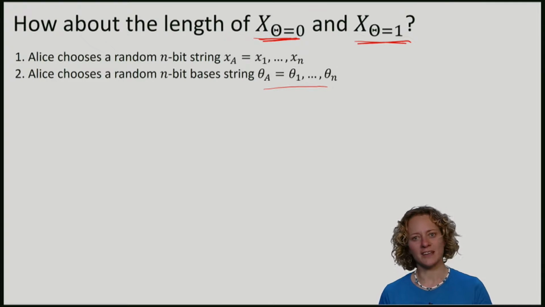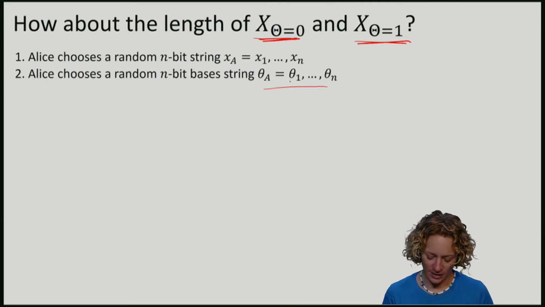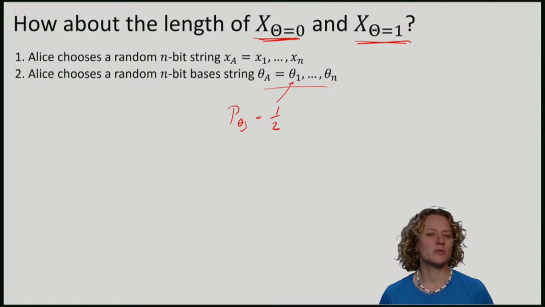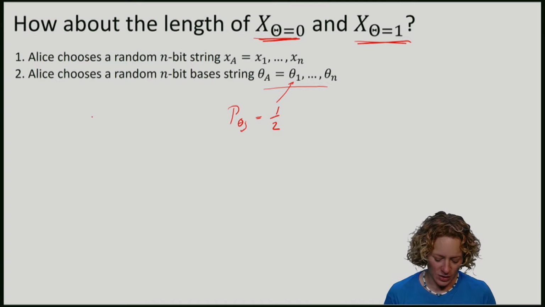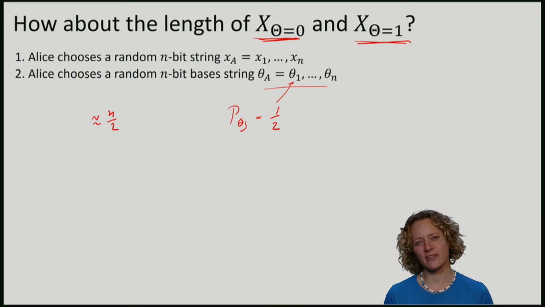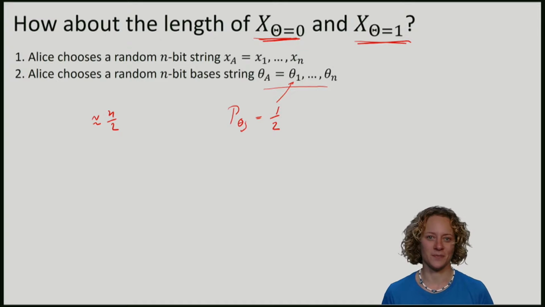The essential idea here is that since Alice chooses each element of the basis with probability half, the number of times, say, that she measures in the standard basis is roughly n over 2. The probability that the length differs significantly from n over 2 is very small, vanishing as n grows large, in fact. This follows from the law of large numbers, in a more precise form given by Hoeffding's inequality.